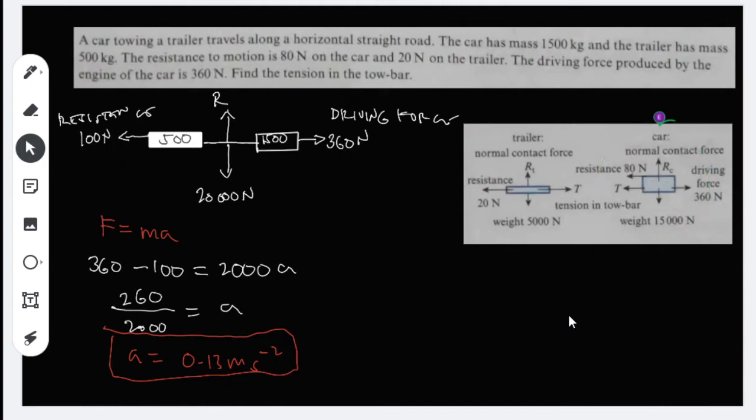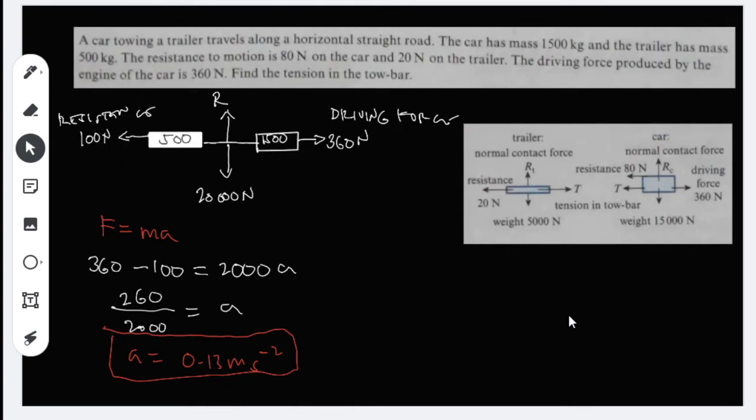Again, on the right is the force, which is 360 Newton. On the left, we have the resistance, which is 80 Newton. This was given in the problem. And also the T, which is unknown. And automatically, since the mass is 1,500, the weight will be 15,000 Newton. That would be 1,500 times 10. And then going upwards, we have your R, or the normal contact force.